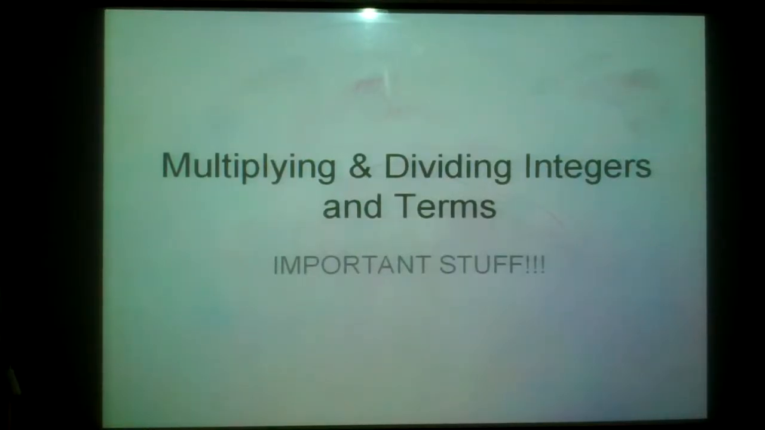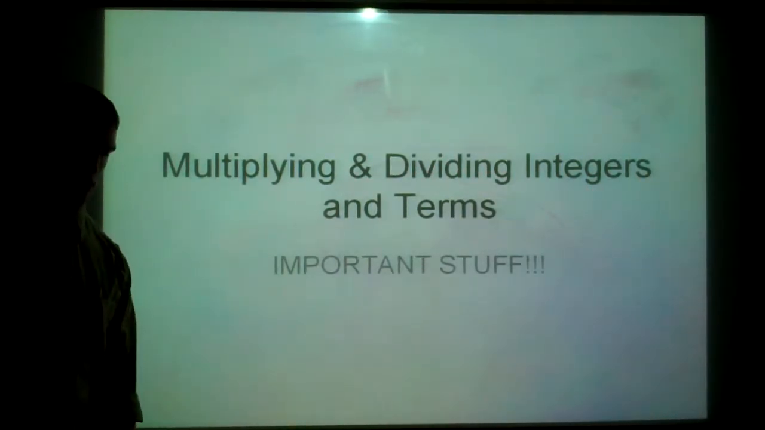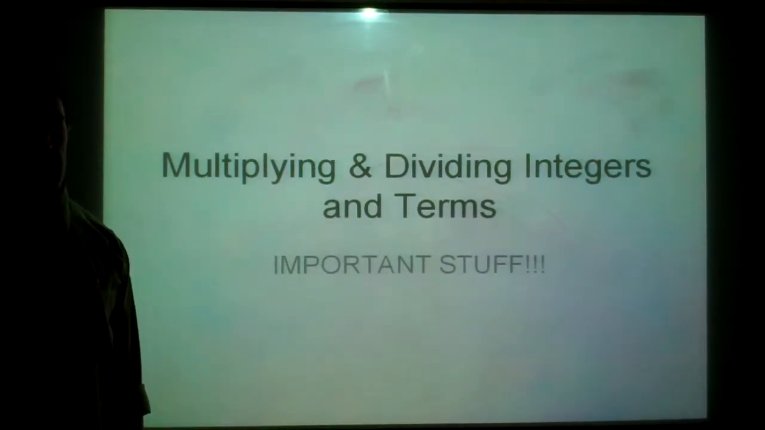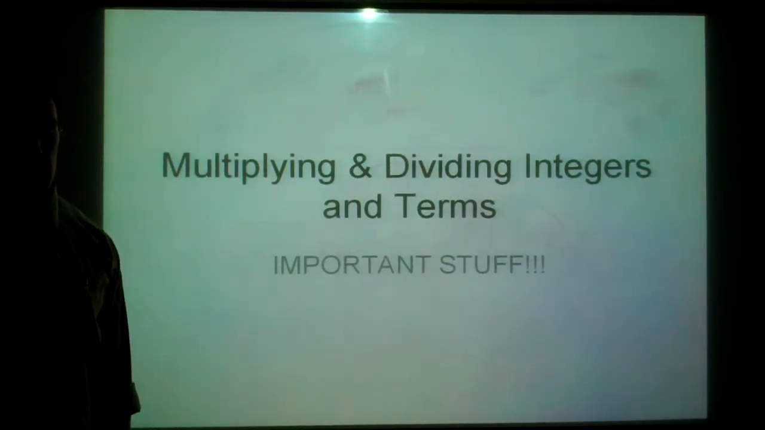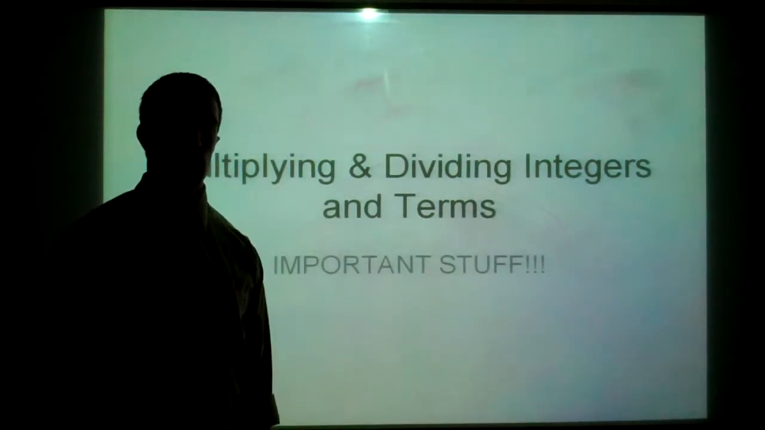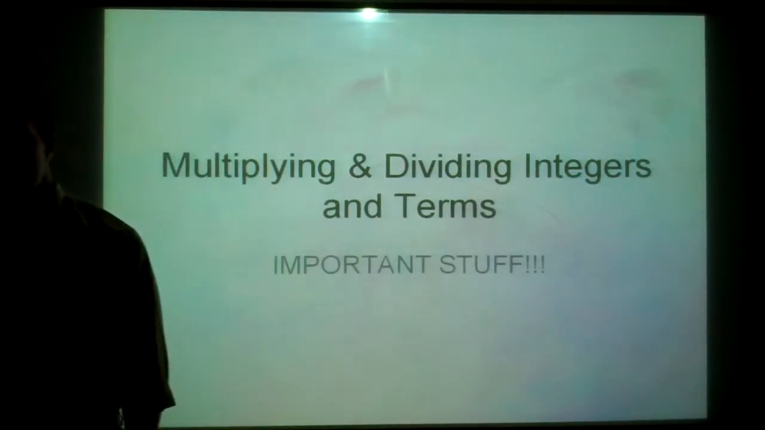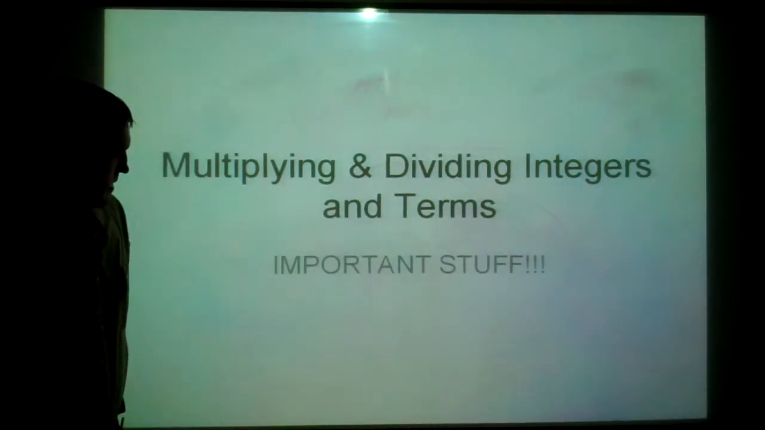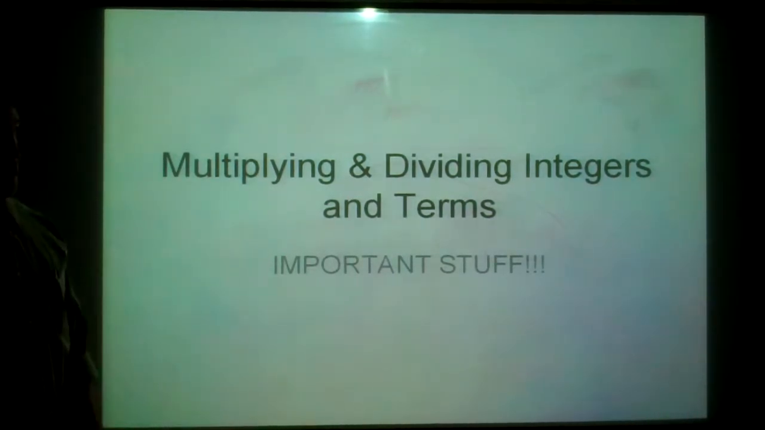So, remember a few lessons ago we were adding and subtracting integers, and integers are, again, our positive and negative numbers, basically all our counting numbers, and then all the opposites of those. So, like 1, 2, 3, and then -1, -2, -3, and 0 is included in there too. We had certain rules when we added and subtracted integers, and now we're going to have certain rules when we multiply and divide integers.